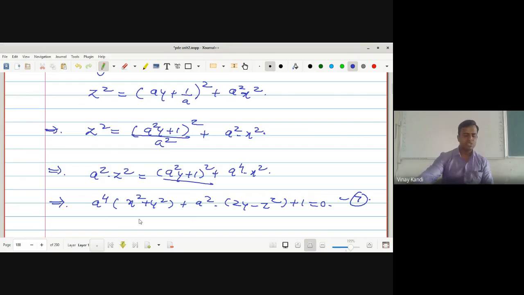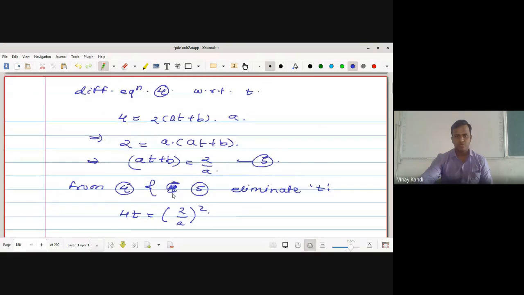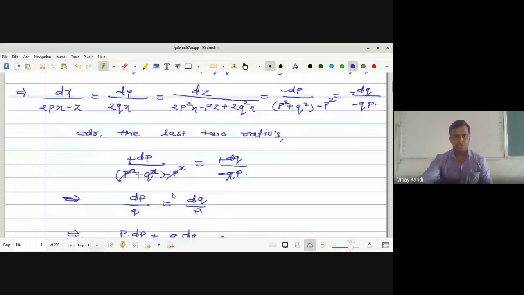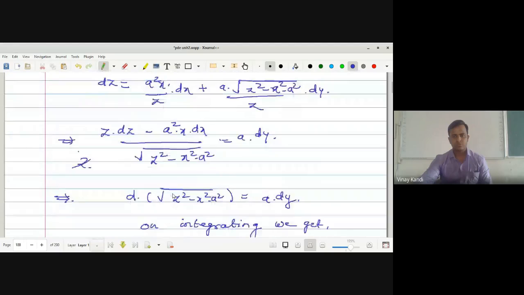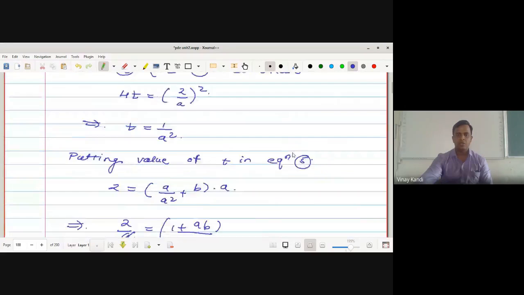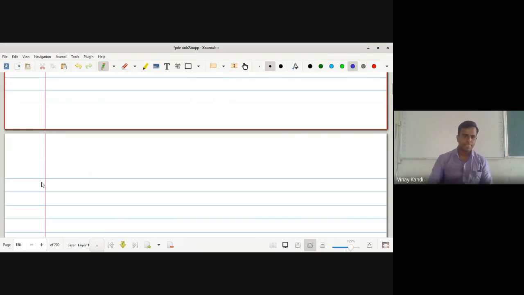Okay, so this is the required one parameter subfamily of equation number third, which is the complete integral of the given partial differential equation. This one is the two parameter family of curve. Now putting b is equal to 1 upon a, we get the one parameter family of the curve, equation number 7. Now step number third.